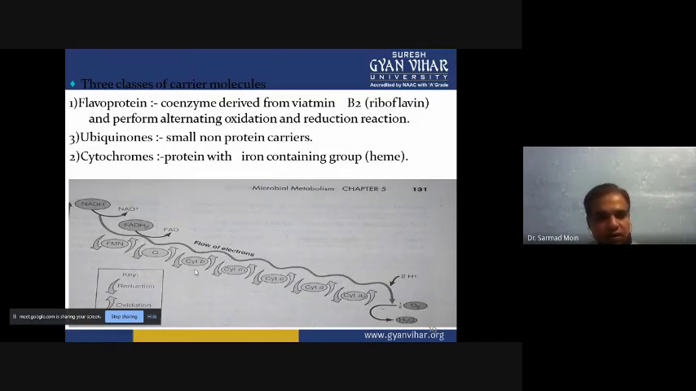Okay, so reduction and oxidation is happening in the plasma membrane. Some molecules are required in the plasma membrane, like flavoprotein. This flavoprotein is a coenzyme derived from vitamin B2 and performs alternating oxidation and reduction reactions. And ubiquinones are also there, which are small non-protein carriers. And cytochrome is also required, which is a protein with an iron containing group, a heme type of group, meaning iron Fe.